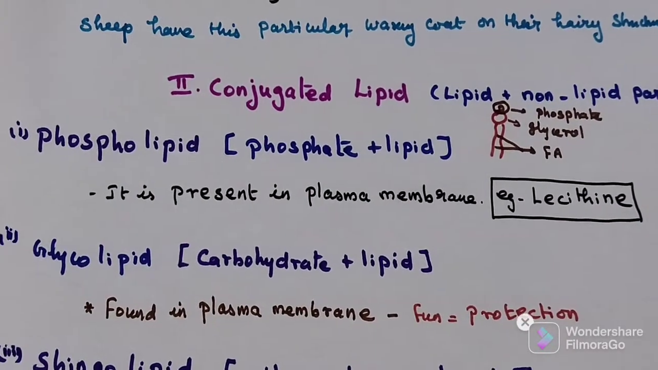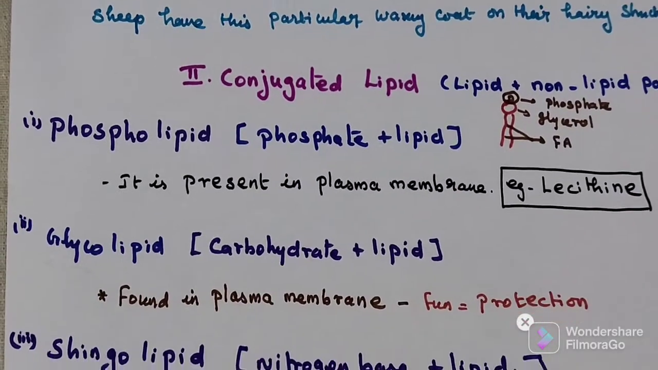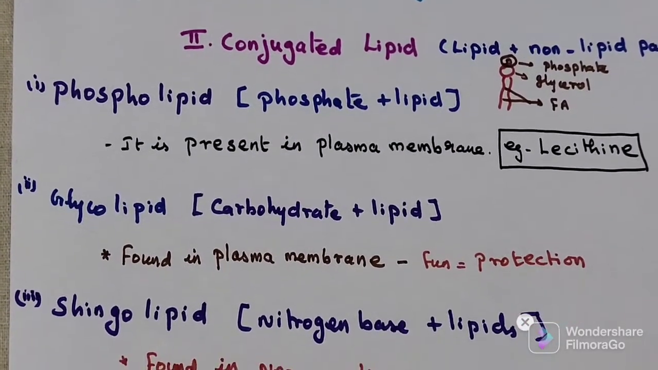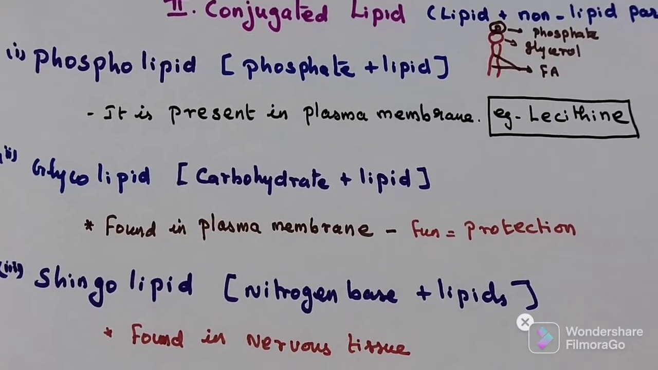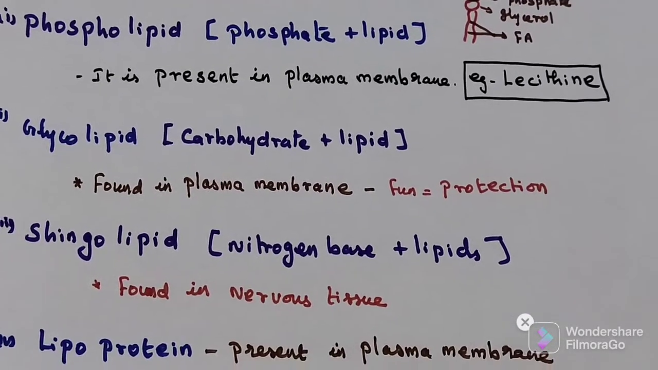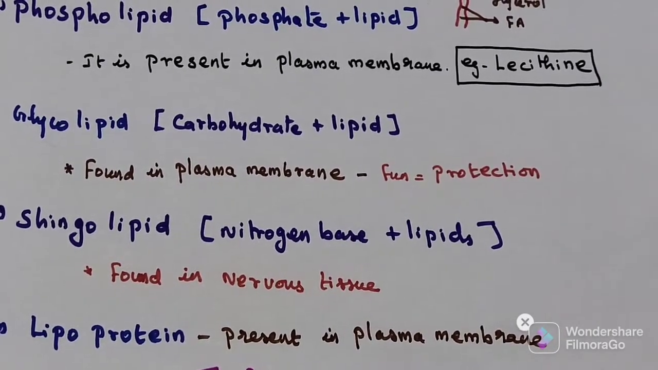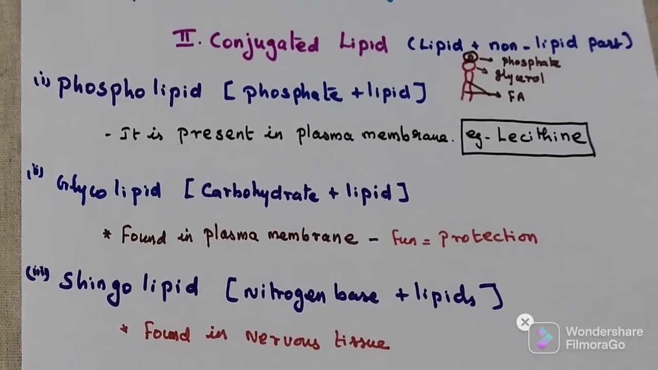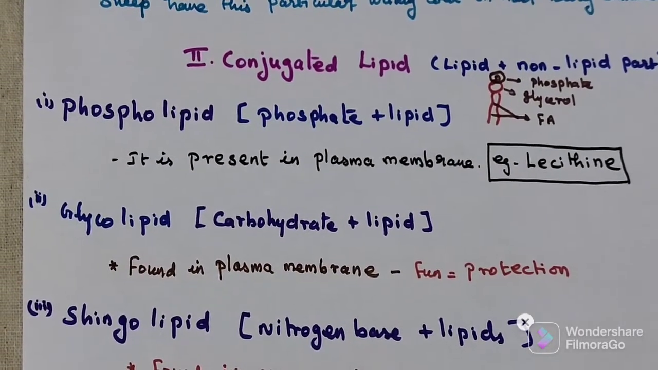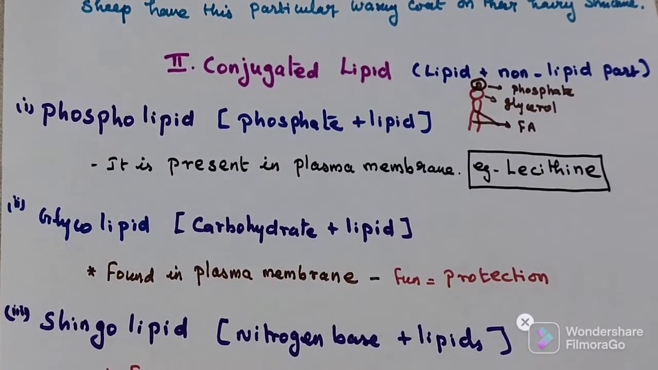The second one is glycolipid, carbohydrate attached with lipid. Another example, sphingolipid, that means a nitrogenous base attached with the lipid part. The fourth one is protein attached to the lipid, lipoprotein. It is present in the plasma membrane. So a simple lipid along with a non-lipid part is named a conjugated lipid.